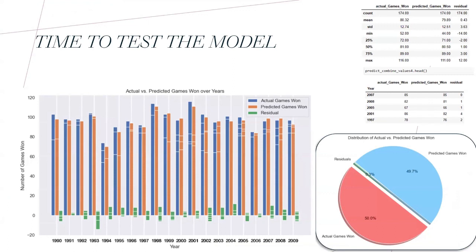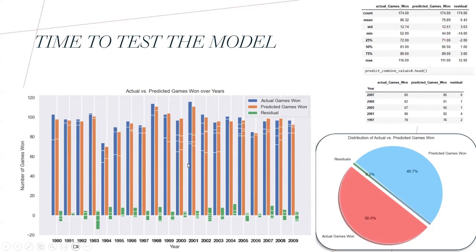So we will see that in 2007 it's showing 85 games won, and our model also predicted 85. In 2008 it's showing 82. However, we predicted that 81 games were won by the particular team. So there is only one difference between predicted games won and actual games won. So it means that our model is valid and a good fit for the predictions.